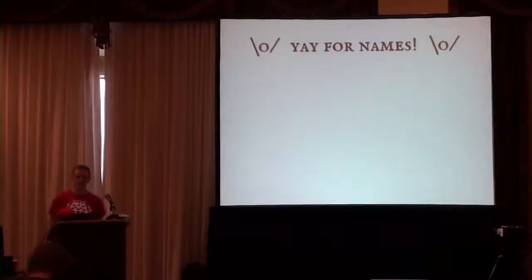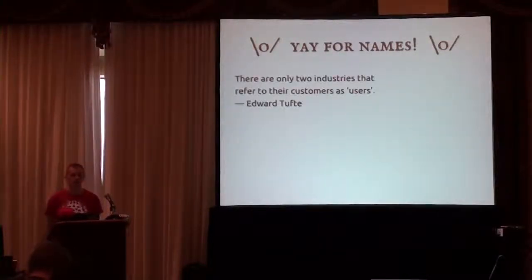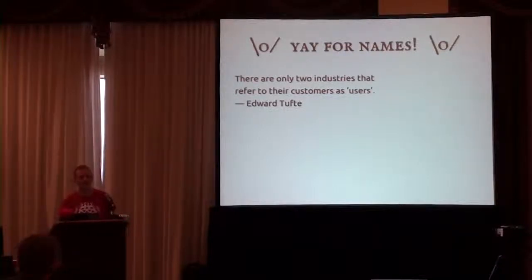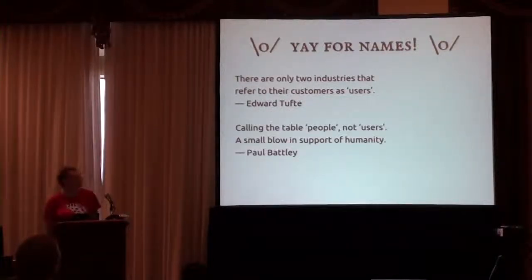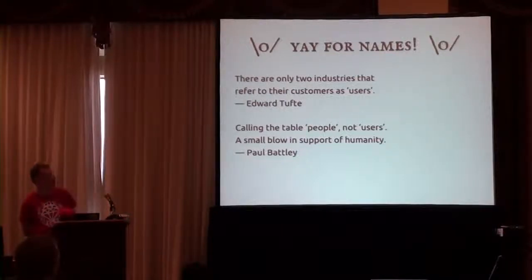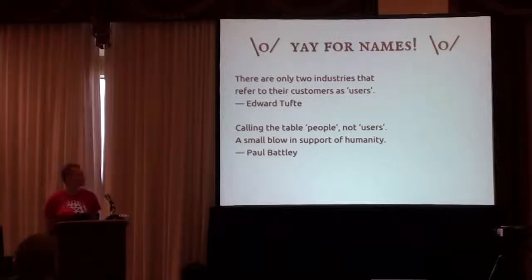And just a quick tangent here. When you create a table that is named users, if they are really users of your system, that's probably right, but maybe, you know, naming can be a bit improved. And the other quote I really like is calling the table people, not users, a small blow in support of humanity. This is a bit like the recent opinions about human resources calling humans resources, obviously.